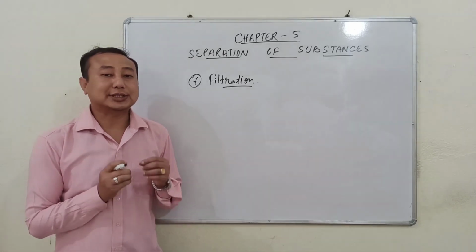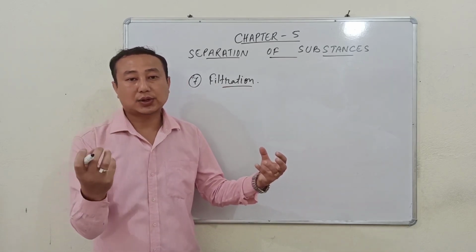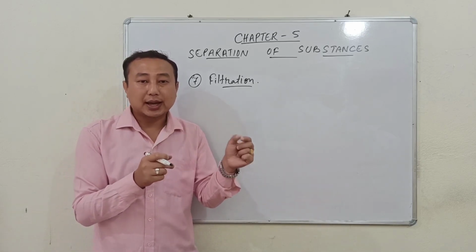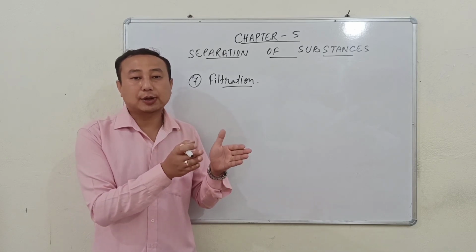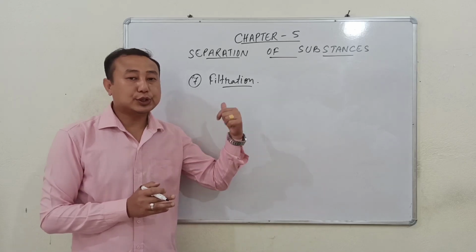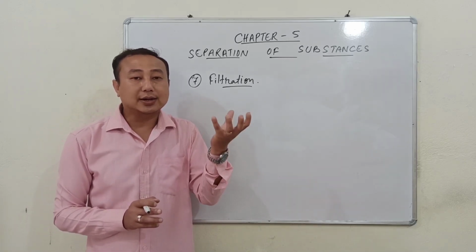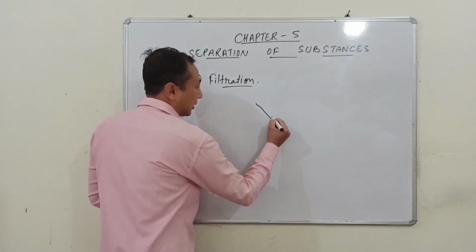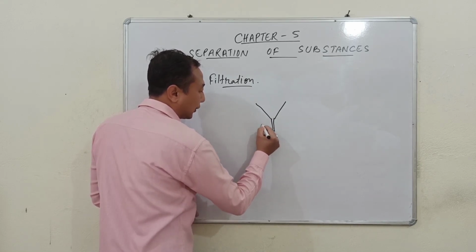The filtration process is done in order to separate out the liquid component and the solid component of a mixture, that is, a mixture which contains a liquid and a solid component. So in order to separate out this liquid and the solid component of the mixture, we utilize the process of filtration. The filtration process is done by passing the solution or the mixture through a strainer or a filter paper. Here is a simple filtration process. I am going to explain it.